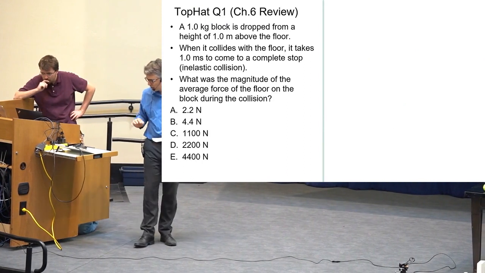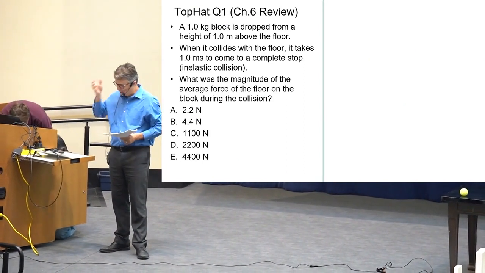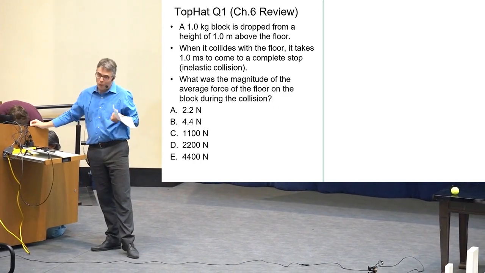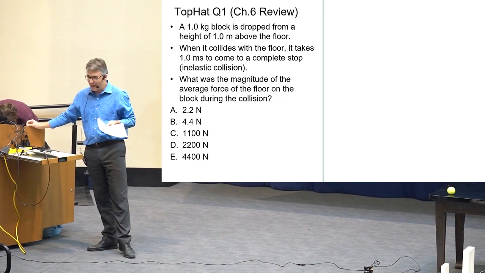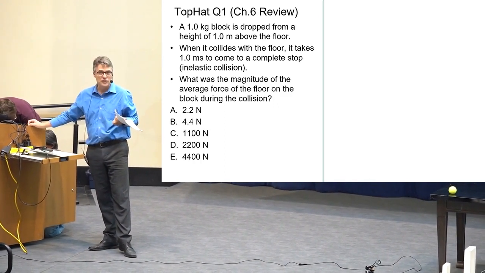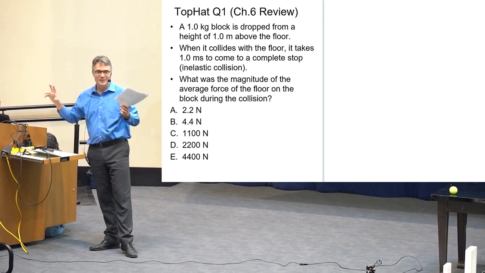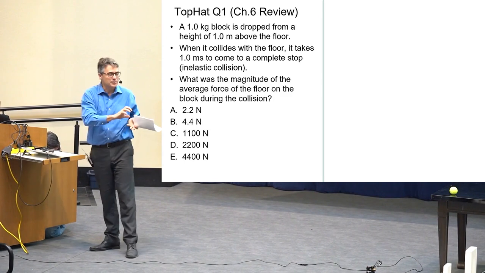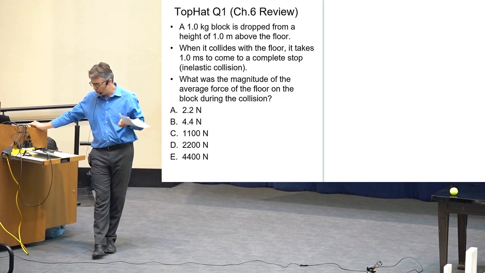I think what I'll do is, so this is a weird kind of one. It does require you to work something out, but a lot of the numbers are 1. If you had a 1 kilogram block drop from a height of 1 meter above the floor, and when it collides with the floor, it takes 1 millisecond to stop. So we would call this, I guess, an inelastic collision, because it ends up stuck to the floor. It doesn't bounce. What was the magnitude of the average force of the floor on the block during the collision?